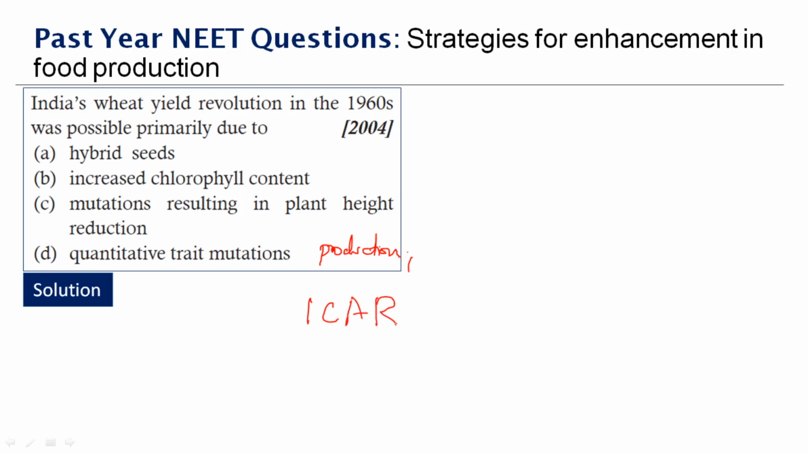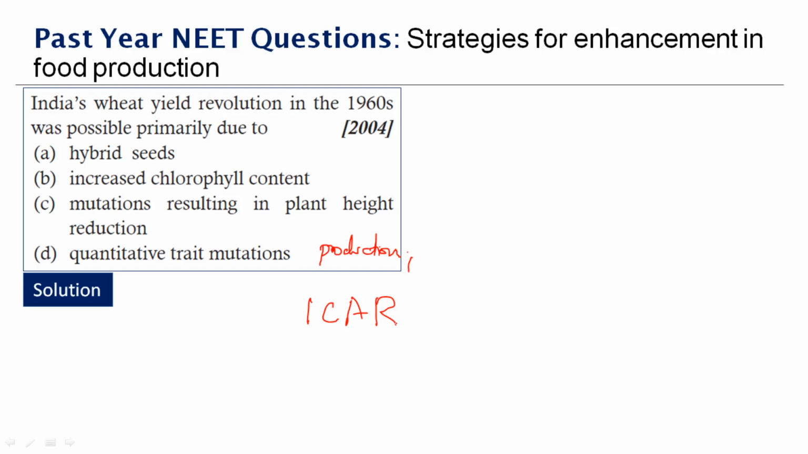ICAR. What is this actually? Do you know what it is? What is the full form of it? ICAR. See, ICAR stands for the Indian Council of Agricultural Research. It is actually an autonomous body that is responsible for coordinating agricultural education and research in India. So what do they say?